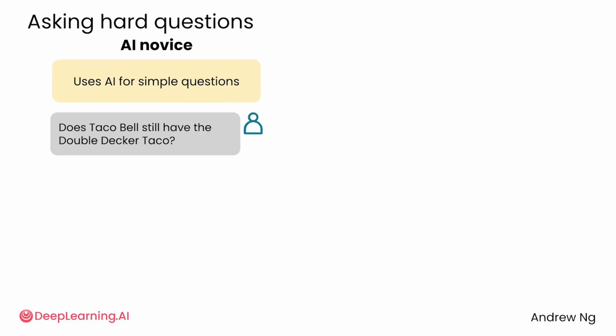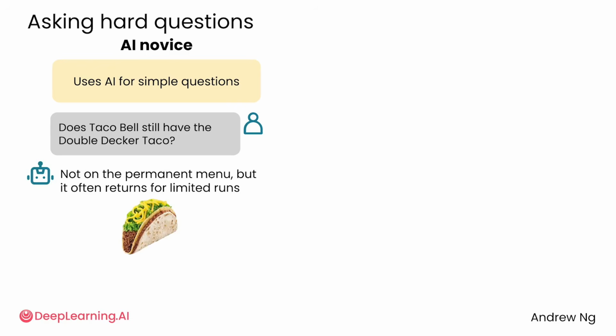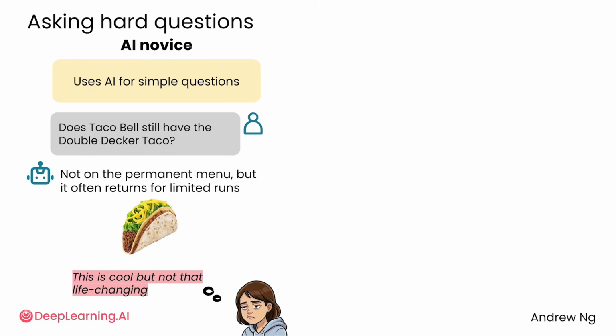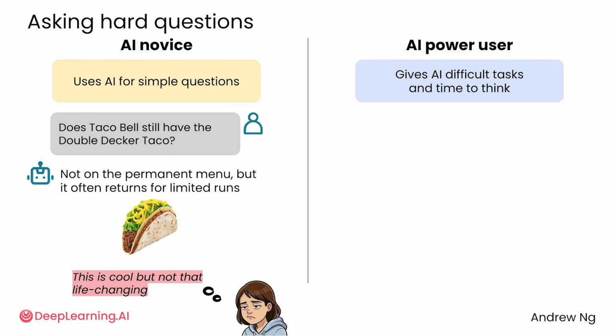Many AI experts have learned to use it to answer hard questions. In contrast, many people, including AI novices, may have gotten used to using AI for simple questions, as if you were prompting it like a Google search. So you ask it, does Taco Bell still have the double-decker taco? And maybe you get an answer like that, which is fine. But if you have much harder questions, you can also ask it of the AI and give it time to think.